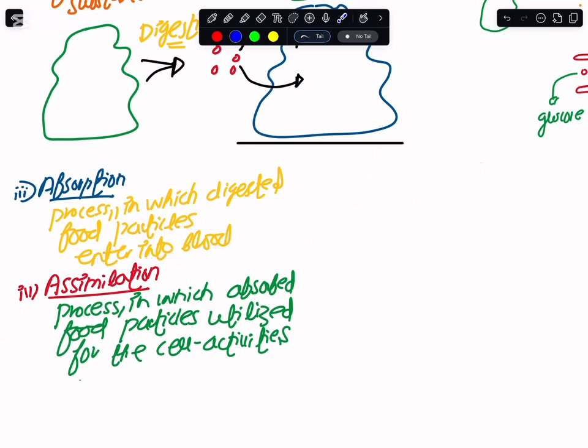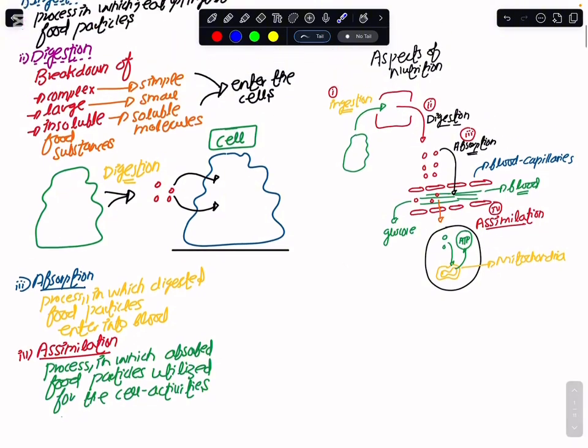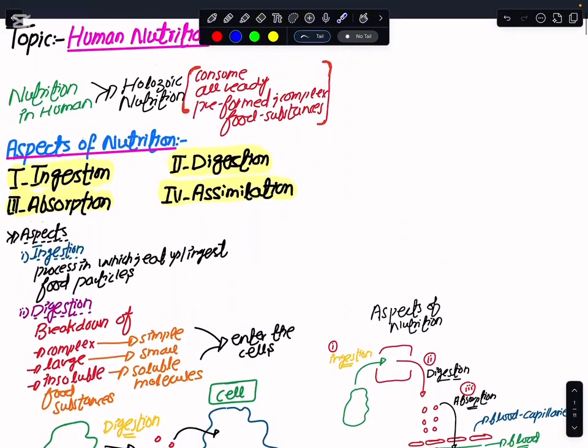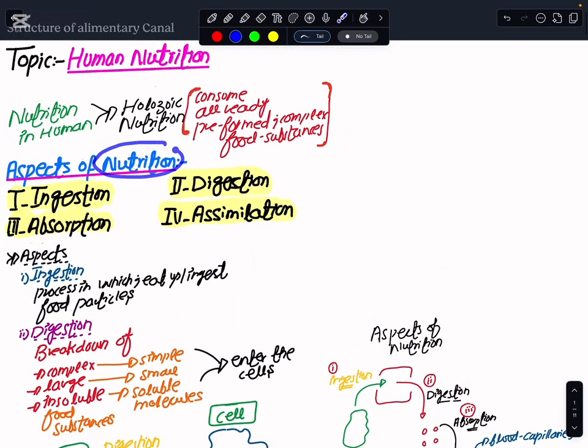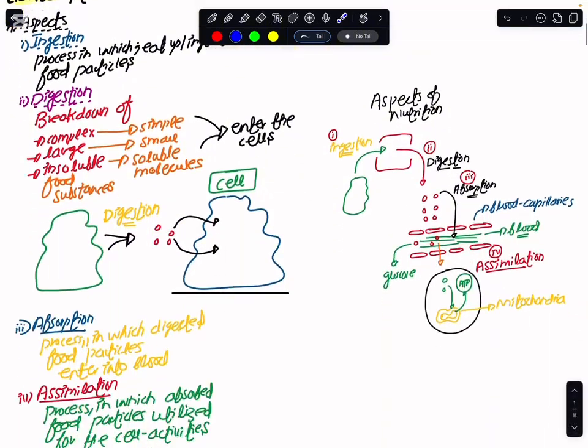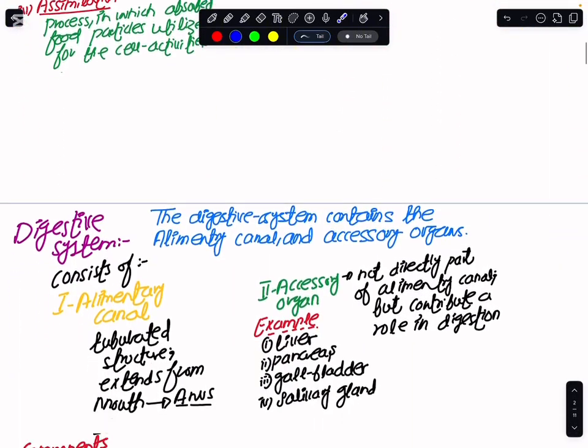After we have absorbed into the blood, you have to remember assimilation this way: this is a process where the absorbed food particles we have got with us are utilized for the cell's activities. Now you see that digestion is a part of our nutrition. So this digestion involves a specialized system that has developed in the body of human beings, which we call the digestive system.